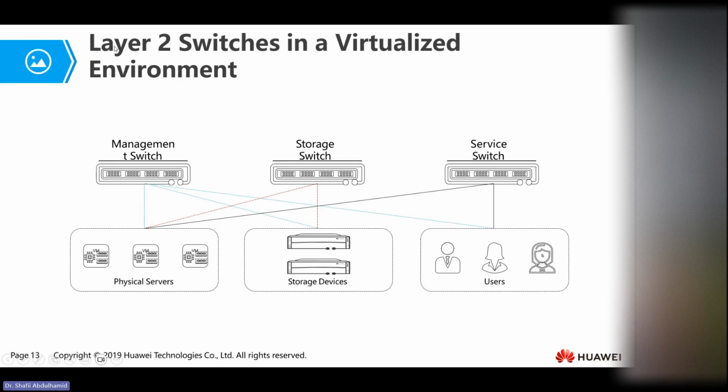Then the next one is the layer 2 switch. A layer 2 switch in a virtualized environment is a switch that simply manages what type of traffic? Is it north-south traffic or east-west traffic? Who can tell me?